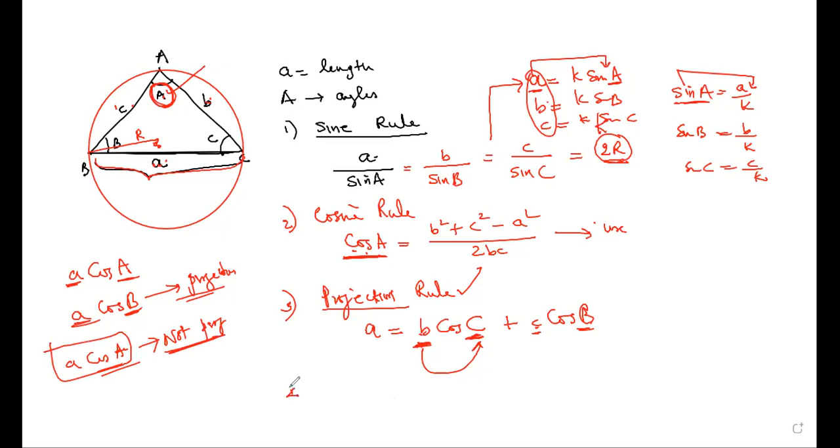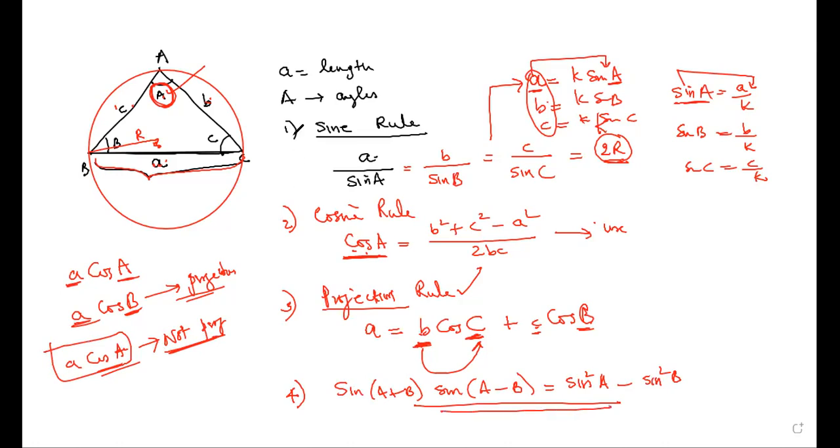Then I told you one important formula that you should remember in trigonometry: sin(A plus B) multiplied with sin(A minus B) is equal to sin square A minus sin square B. These are the four very important formulae that you need to apply in this particular chapter.